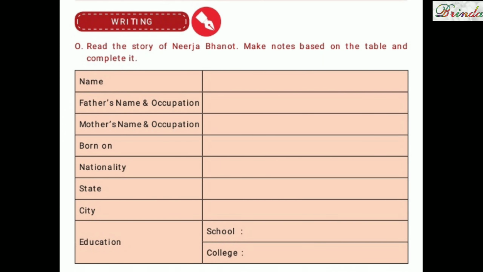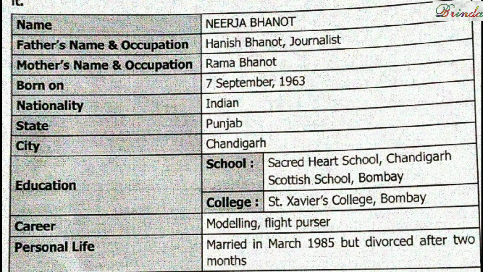Read the story of Neerja Bhanot. Make notes based on the table and complete it. Okay, you have to write notes. So, what is her name? Name is Neerja Bhanot. Father's name and occupation? Harish Bhanot, a journalist. Mother's name and occupation? Rama Bhanot. When was she born? 7th September 1963. Nationality? Indian. State? Punjab. City? Chandigarh. Okay, now education.